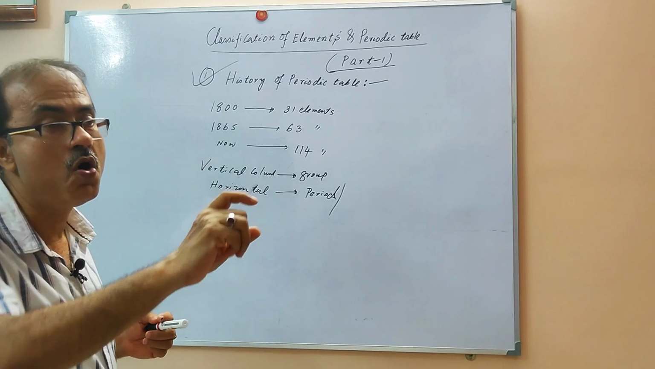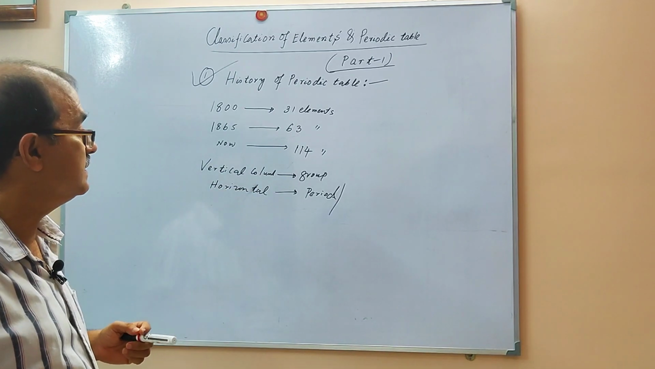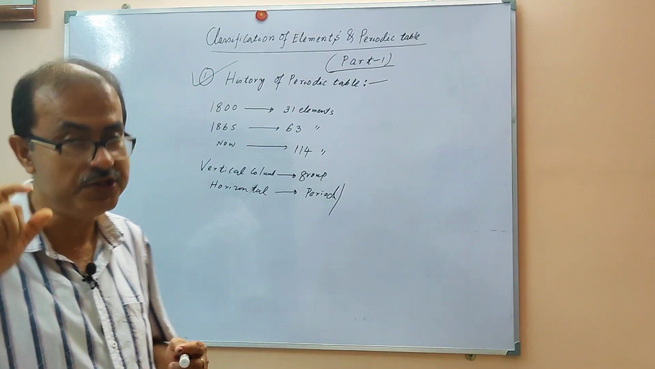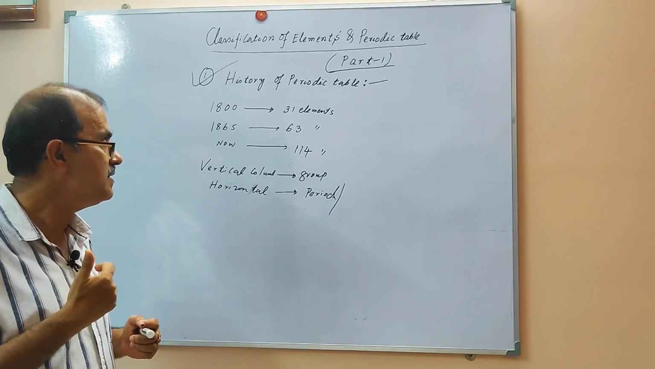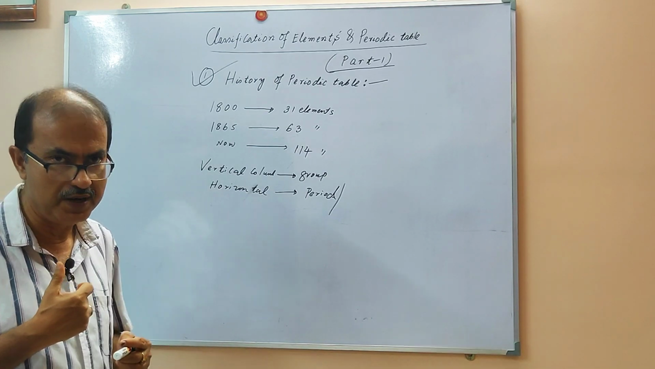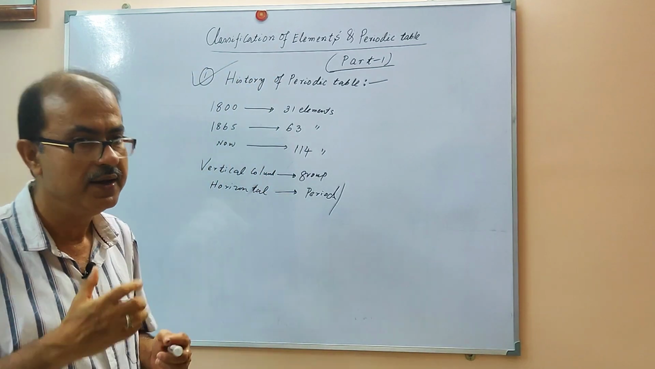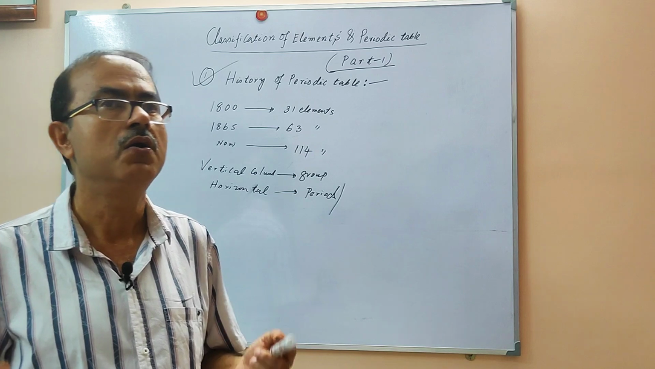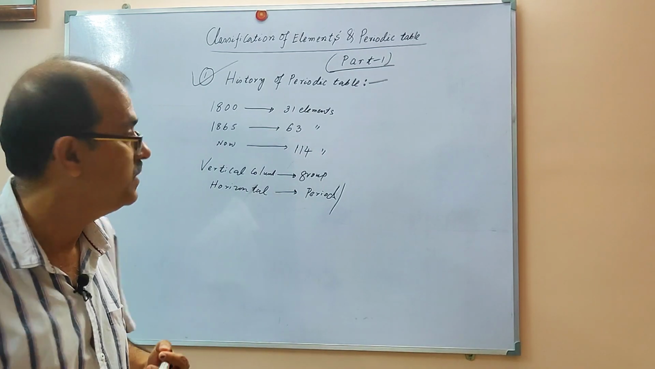And in the horizontal row, which is called the period, there is the element which has defined properties. So now see the history of the periodic table, the contribution of the chemists who have made a lot of contributions, and ultimately what it stands today, that we can see later on.